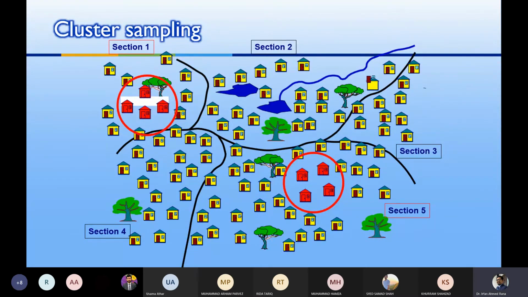If you want to do stratified sampling, you need to know, okay, out of section 1 and section 2, I only need to do a survey from elderly, and from this section, I will only need to do a survey from young people. So that is stratified sampling. In cluster sampling, you do not care about the characteristics of individual persons living in these clusters.